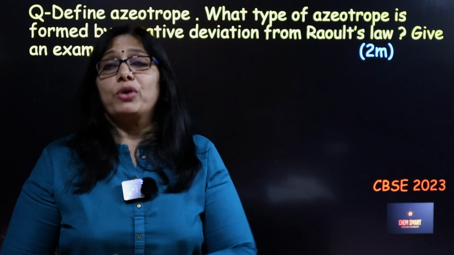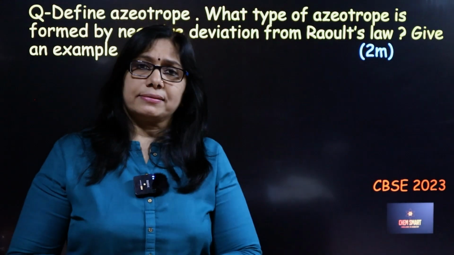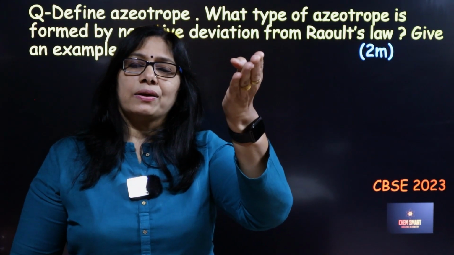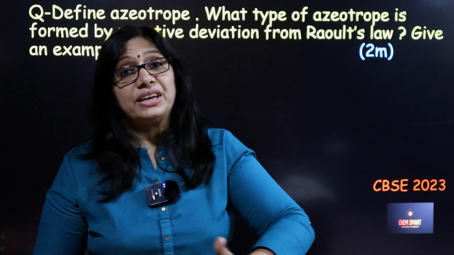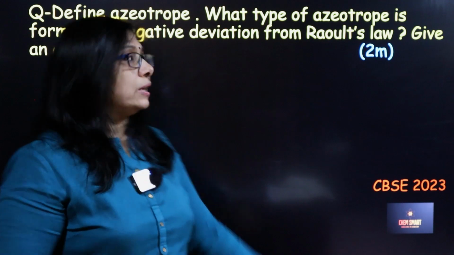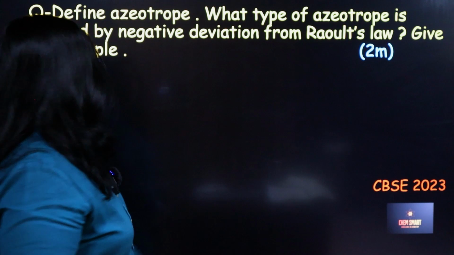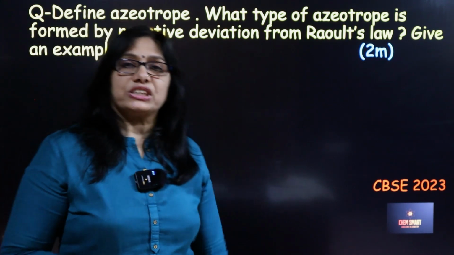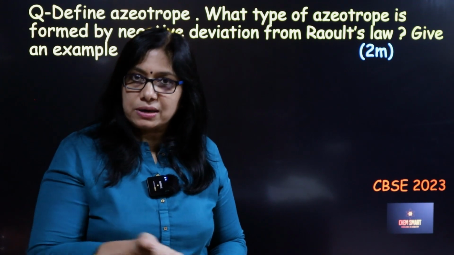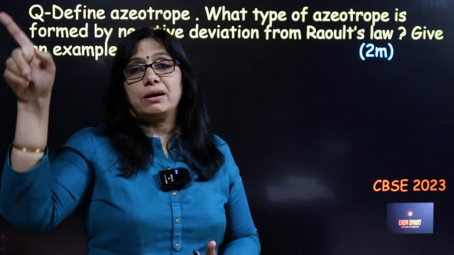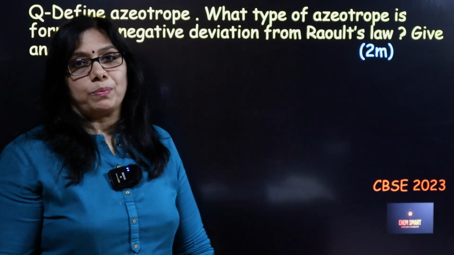Now coming to maximum boiling azeotrope. Maximum boiling means boiling point is higher. When boiling point is higher, then vapor pressure will be lower. Means they will be showing large negative deviation from Raoult's law. That's the situation asked in this question. What type of azeotrope is formed by negative deviation from Raoult's law? Negative deviation means vapor pressure is less. So boiling point will be high. That means it will be forming maximum boiling azeotrope.